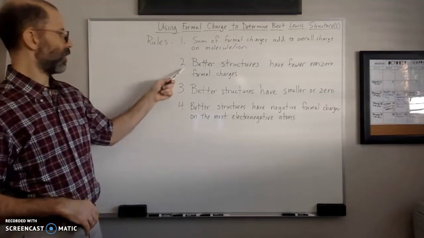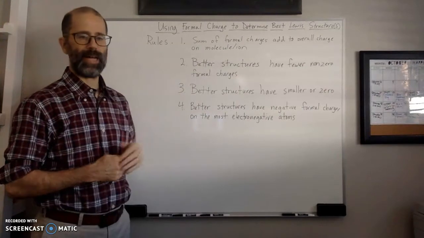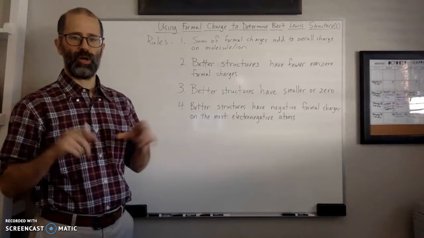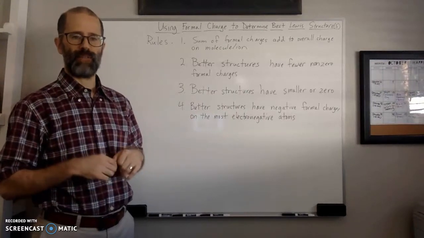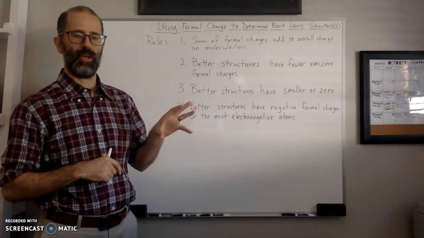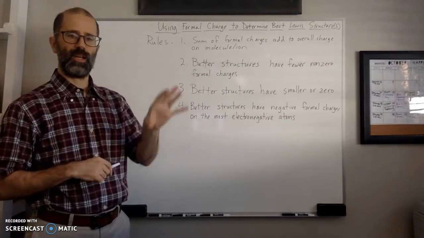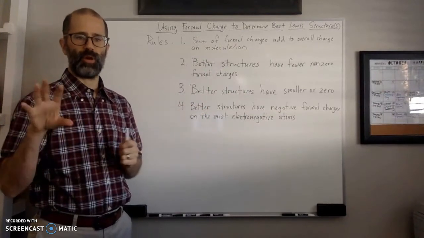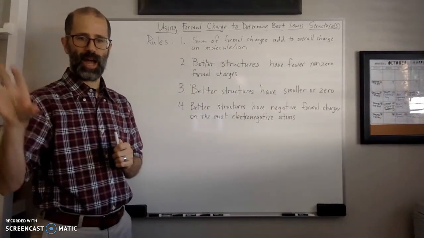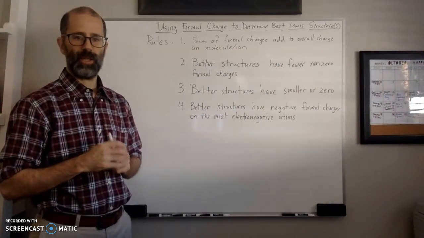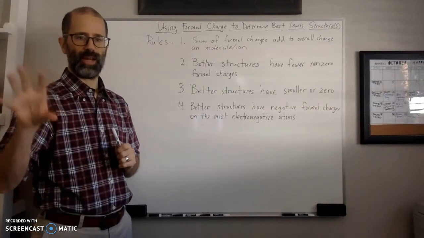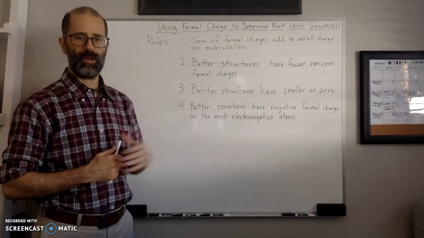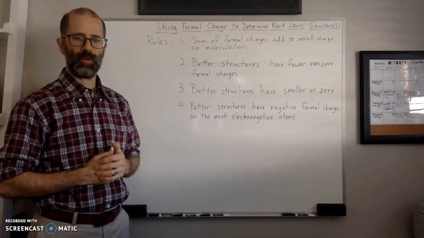The first one is that better structures have fewer non-zero formal charges. So if you are comparing two Lewis dot structures and you have the option of choosing one that has, let's say, 3 non-zero formal charges on the atoms, and another one where you count 2 non-zero formal charges, then you would go with the one that has only 2 versus the one that has three atoms with non-zero formal charges. Okay.